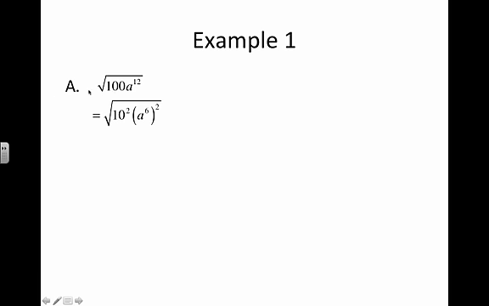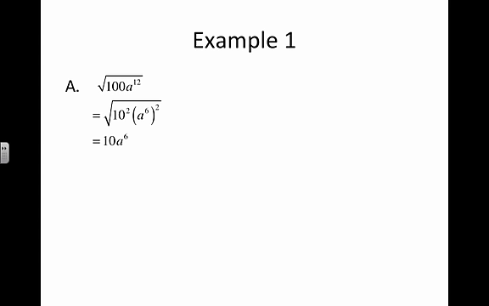Well, 100 is 10 squared. And a to the 12th can be written as a to the 6th to the second power because 6 times 2 is 12. So because this is a square root, you put the 2 out here, and then 12 divided by 2 is 6, and you write a to the 6th on the inside. The 10 can hop outside, and the a to the 6th can hop outside because they have been raised to the second power on the inside of a square root sign, so it simplifies completely to 10 times a to the 6th.